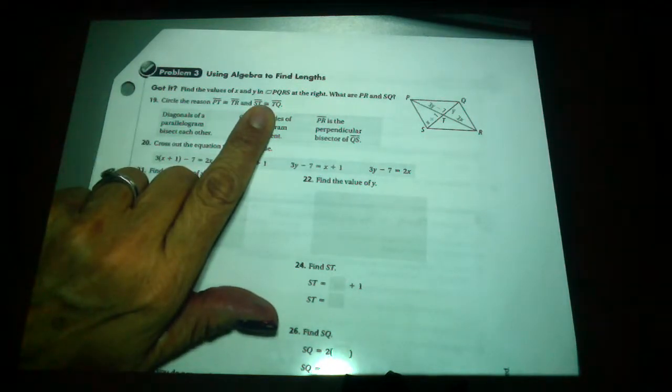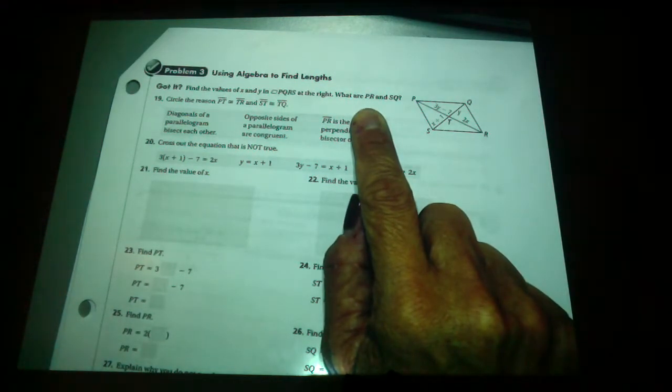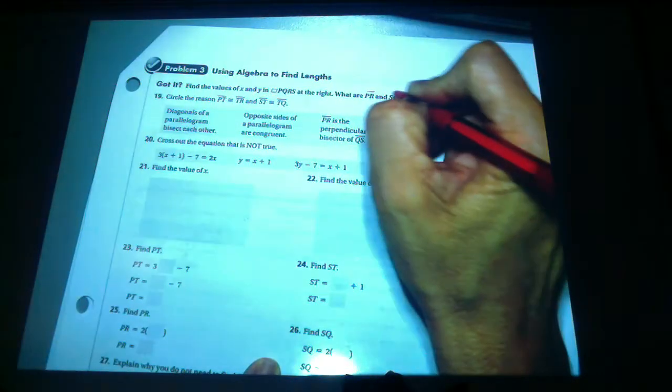So we know that we have a parallelogram at the right. What's this notation asking me? What are PR? The distance from P to R and the distance from S to Q. So that's the distance of the diagonals. If they're going to ask that question, then my response would be what are line segments PR and SQ? Aren't they diagonals?